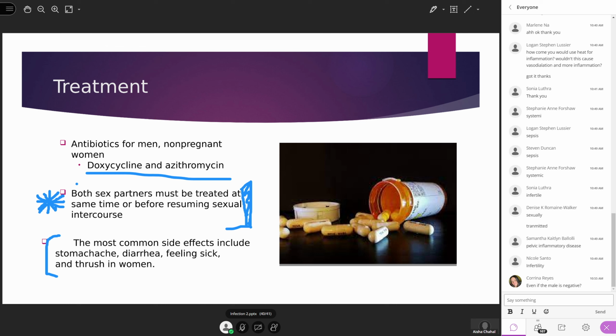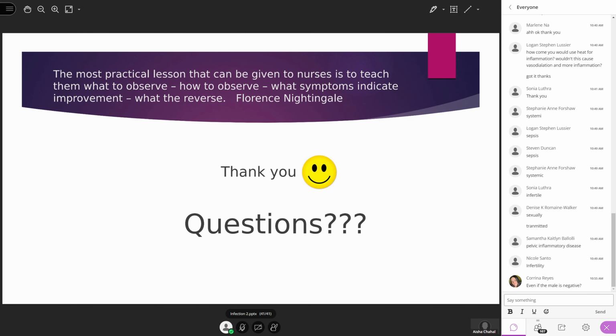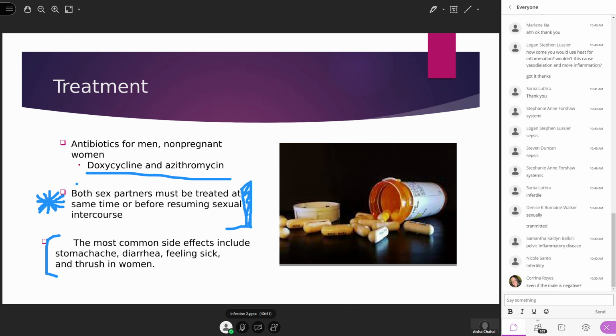Even prophylactically, they need to get treated so that they don't get the infection in the next couple of days or next few days. Oh, that was a very quick one. So chlamydia, even in the book, there is not much information. Basically, you just need to remember the risk factors, the complications, the symptoms, and some treatment, right?